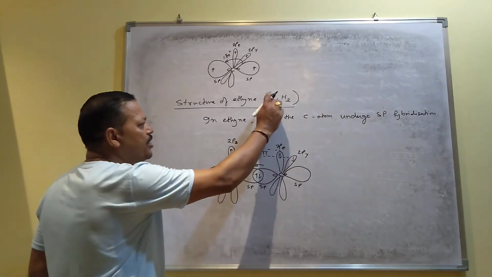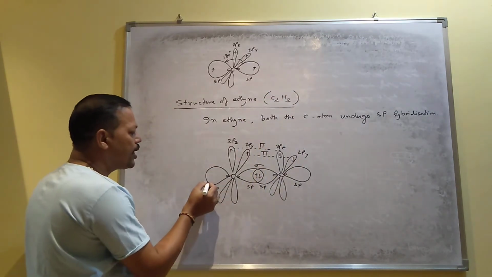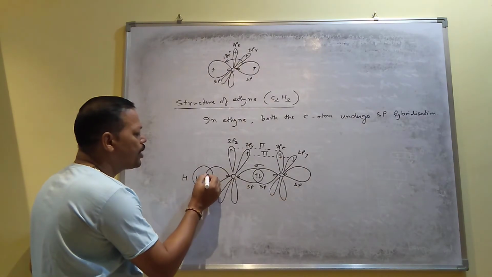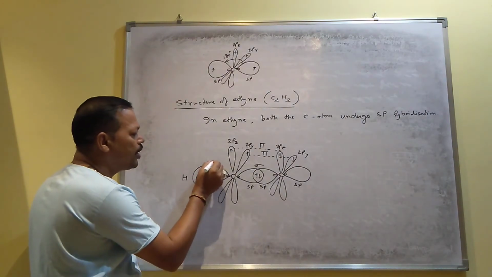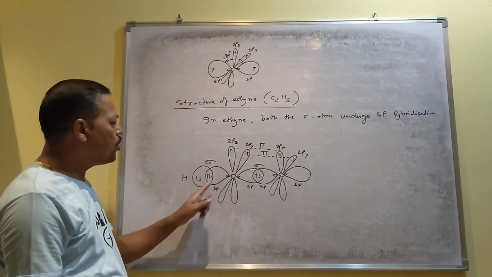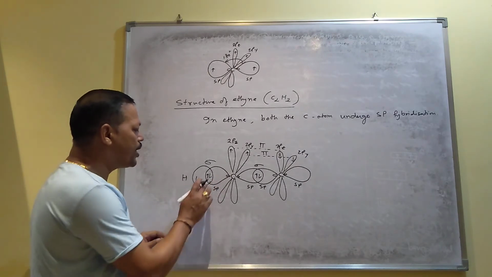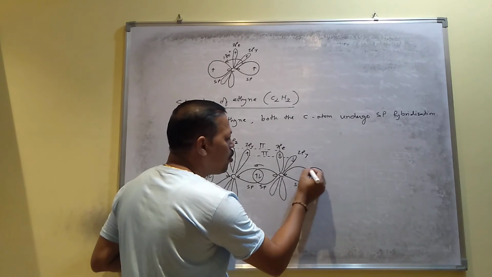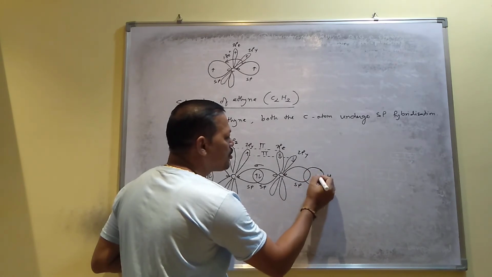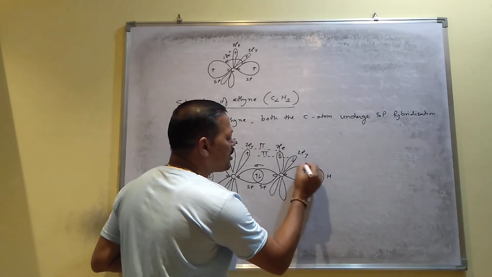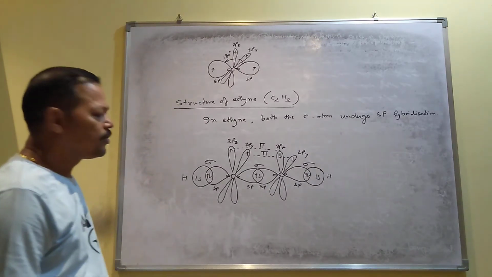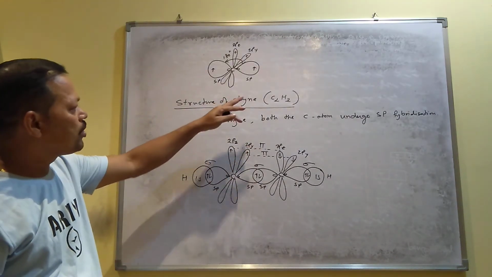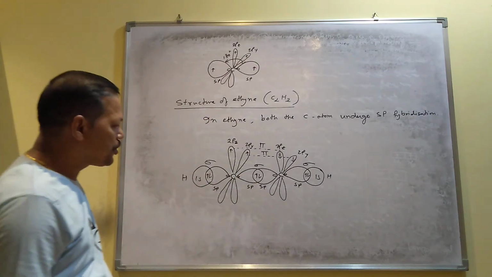And since ethyne contains two hydrogens, one hydrogen overlaps with this. This is the hydrogen 1s orbital. It overlaps with this. You will get two electrons, head-on overlap. That's why sigma. One electron from sp, one electron from hydrogen. Similarly, another hydrogen overlaps with this one. This is the hydrogen 1s orbital. It overlaps with this. It produces another sigma bond. This is the process by which the ethyne molecule is produced.